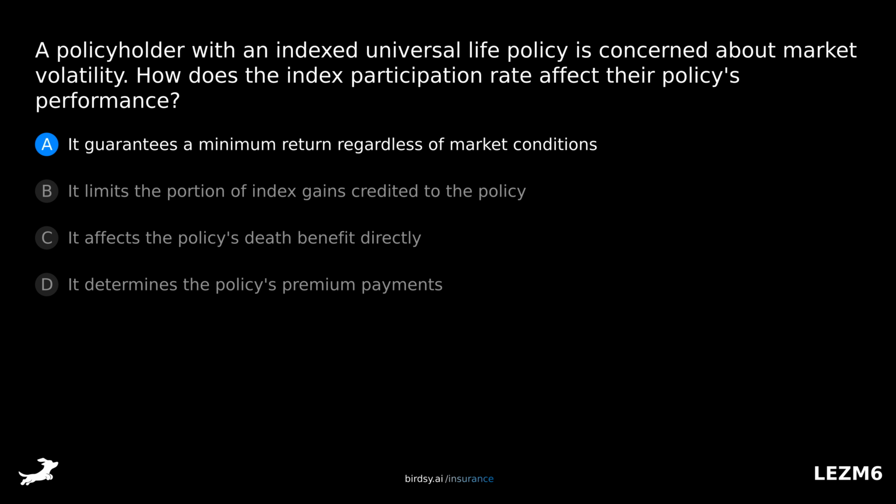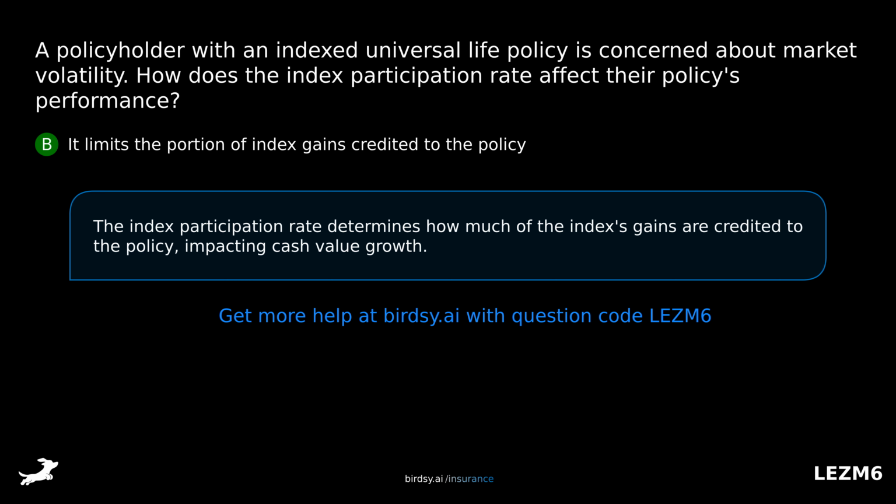Is it A, it guarantees a minimum return regardless of market conditions, B, it limits the portion of index gains credited to the policy, C, it affects the policy's death benefit directly, or D, it determines the policy's premium payments? The answer is B. It limits the portion of index gains credited to the policy. The index participation rate determines how much of the index's gains are credited to the policy, impacting cash value growth.